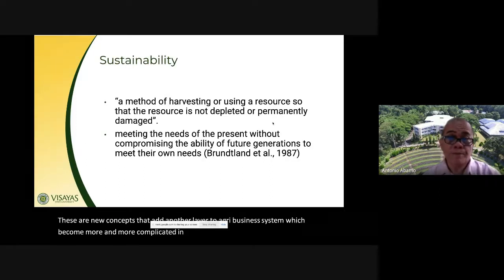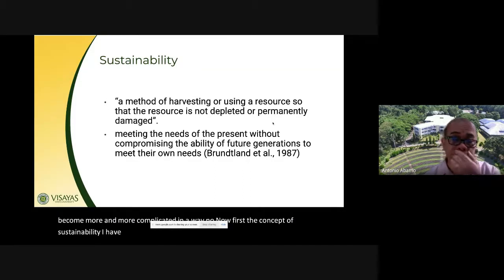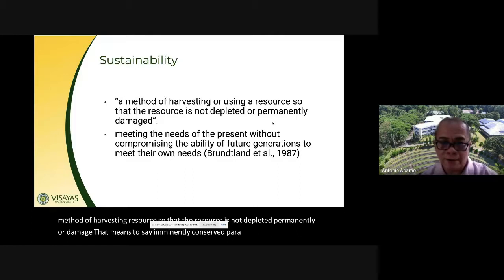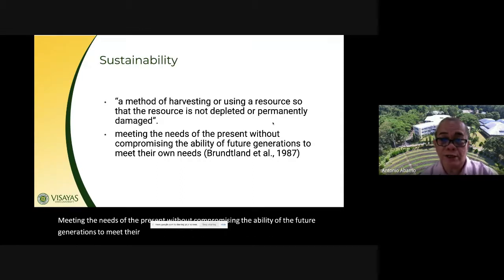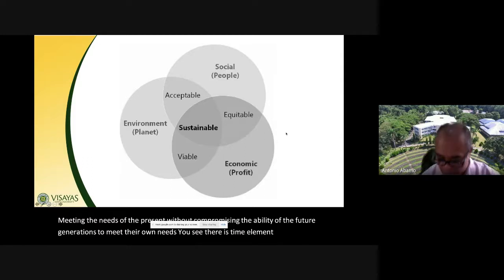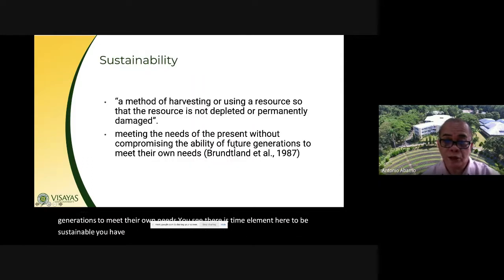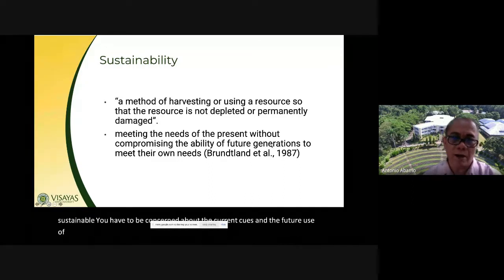Now, first, the concept of sustainability. I discussed that a while ago, that sustainability is a method of harvesting a resource so that the resource is not depleted permanently or damaged. That means you conserve it so that other generations can still enjoy it. Meeting the needs of the present without compromising the ability of future generations to meet their own needs. You see, there is a time element here. To be sustainable, you have to be concerned about the current use and the future use of that particular product.